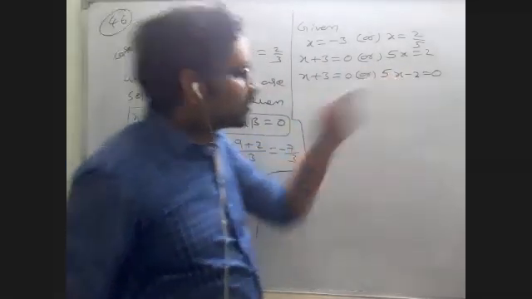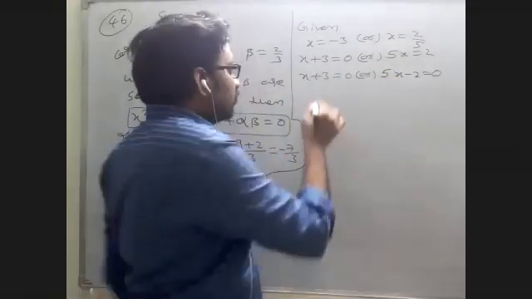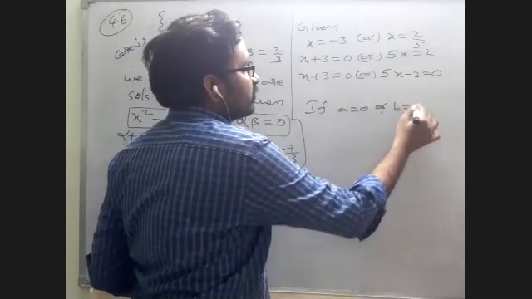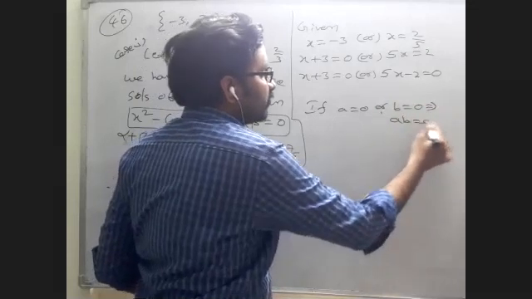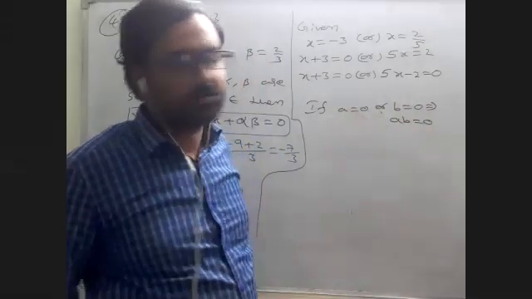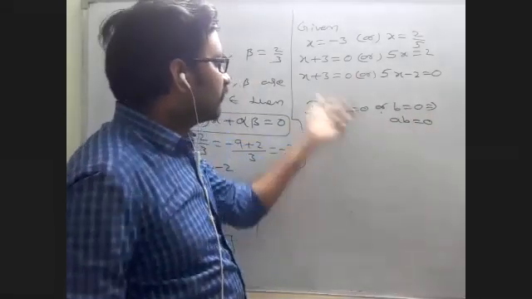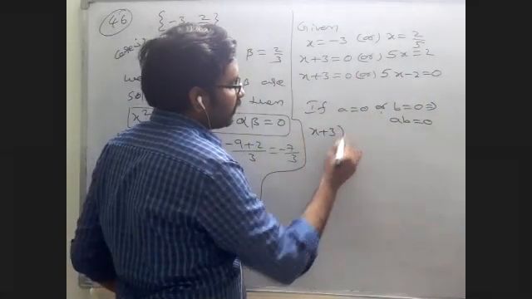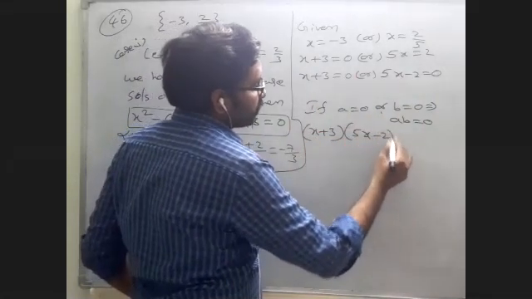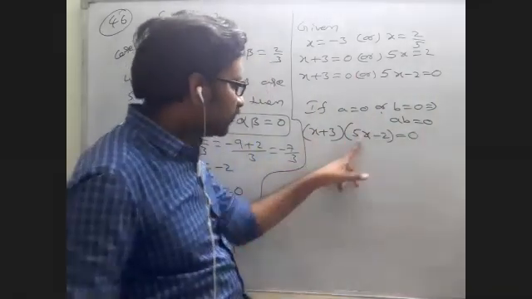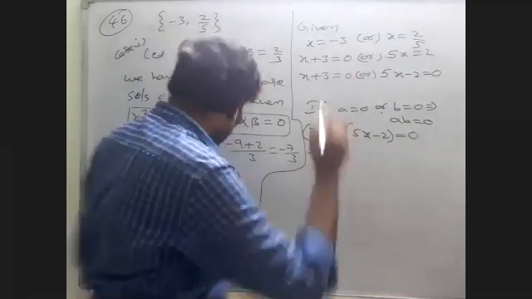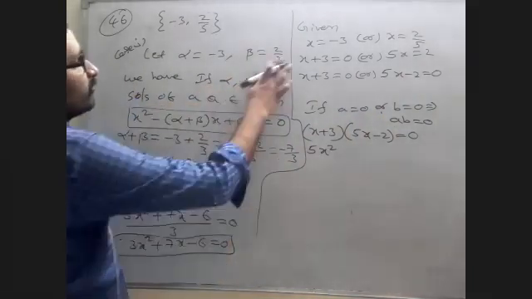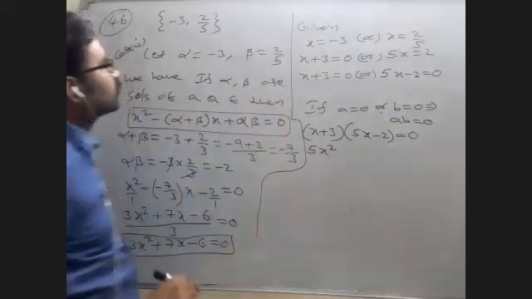Now this equals 0 and this equals 0, by the zero product rule. If a equals 0 or b equals 0, then a into b also equals 0. So we can write x plus 3 into 5x minus 2 equals 0. Now multiply x into 5x, 5x square. Here, one minute, this is 2 by 5, not 2 by 3.